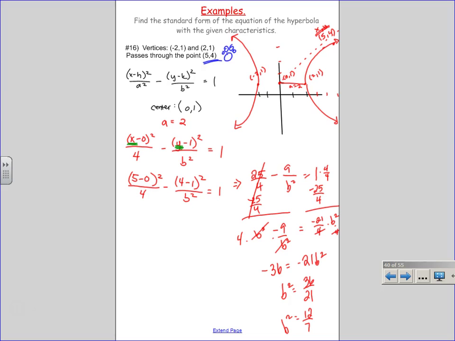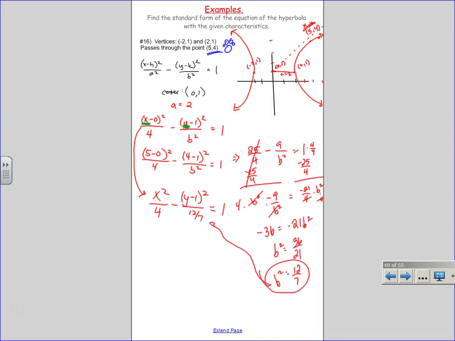Oh, that's nice. So let's go ahead and take our form and say, okay, so x minus 0 squared is x squared all over 4. I knew that. The y minus 1 is what I didn't know. But now I know what b squared is, so I'm just going to plug them in. But do you think they are going to leave a fraction within a fraction? No. So we can make it 7 over 12, because dividing by a fraction is multiplying by its reciprocal. Done.